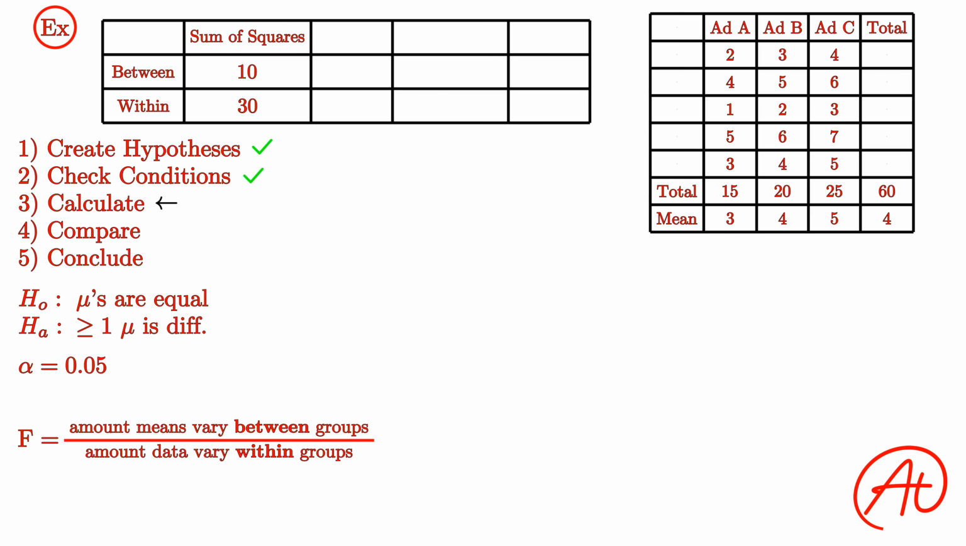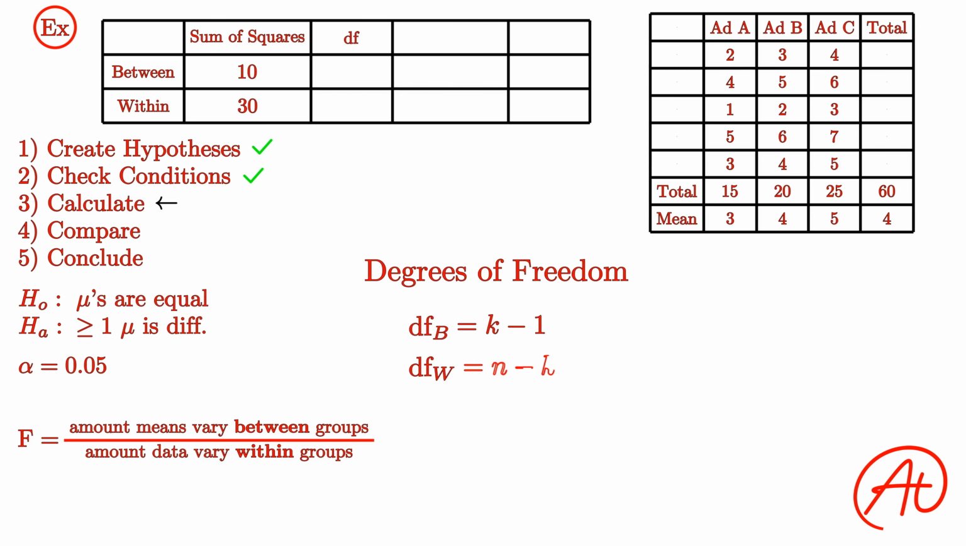To scale each of these down, we need to take into account the degrees of freedom between groups and within groups. Our degrees of freedom between groups is the number of groups k minus 1. And our degrees of freedom within groups is the overall total sample size n minus the number of groups k. That makes our degrees of freedom between 3 for each of our groups, minus 1, which is 2. And our degrees of freedom within is 15 for the 5 data points for each of the 3 groups, minus the 3 groups, which is 12.